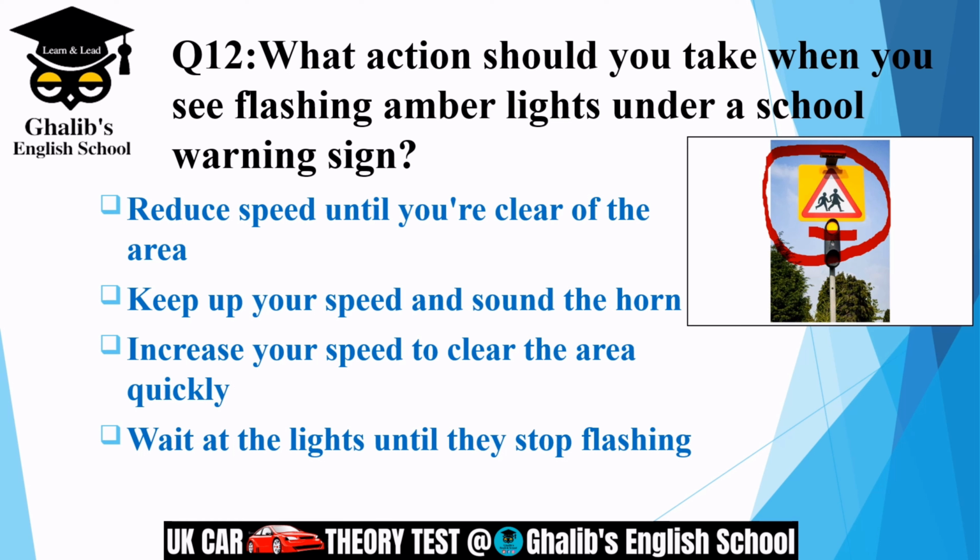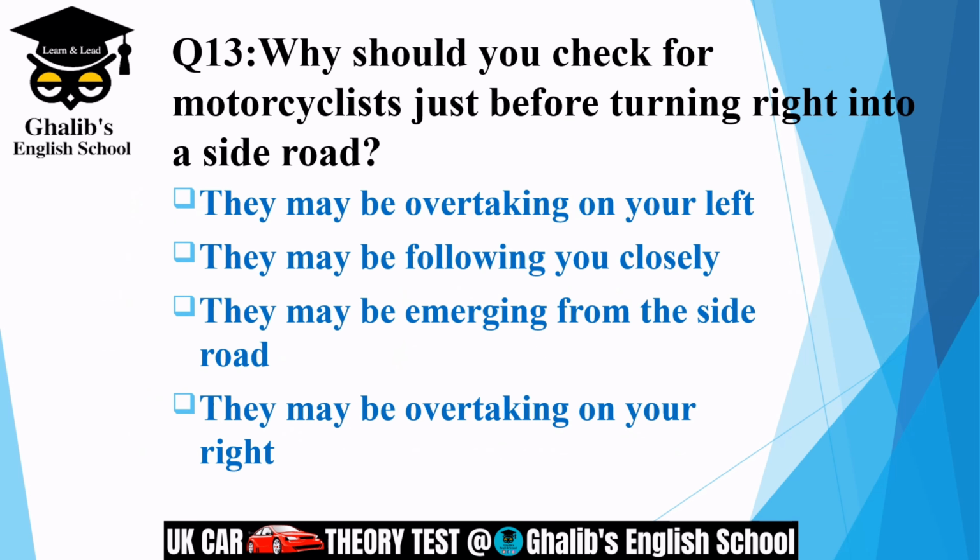You can see clearly there's a warning sign and it's a school crossing. You should reduce speed until you are clear of the area. Keep up your speed and sound the horn. Increase your speed to clear the area quickly. Wait at the lights until they stop flashing. So the correct option is you need to reduce your speed until you are clear of that area.